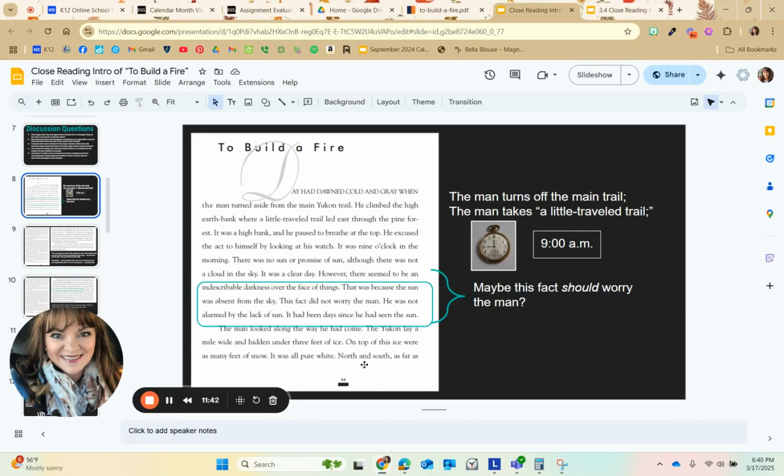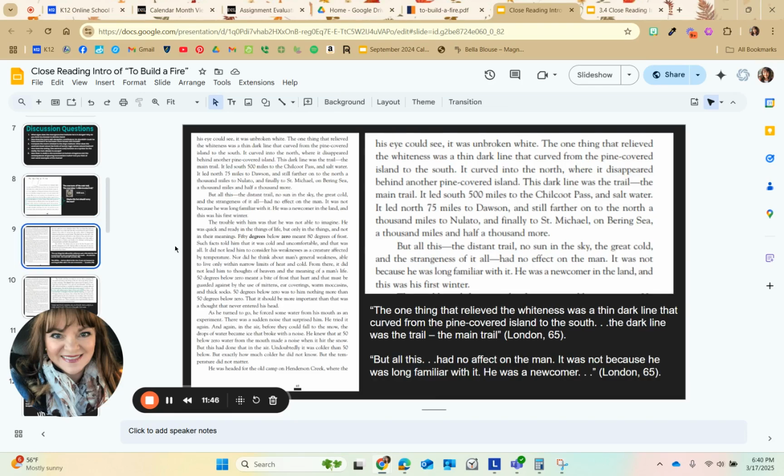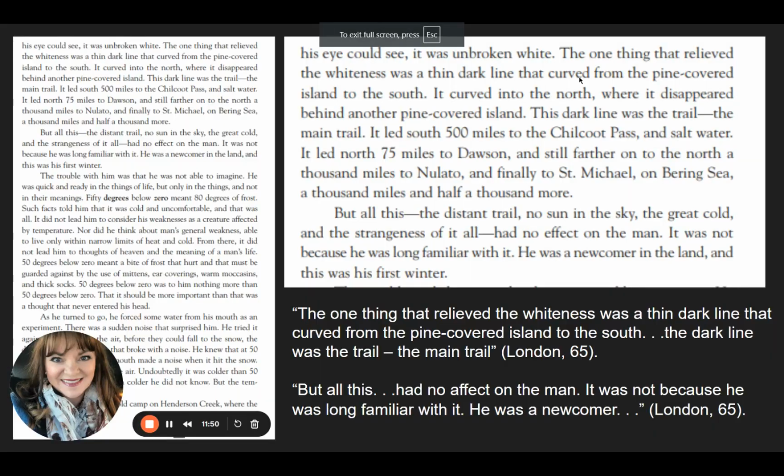All right, the last line of that first page, page 64. North and south, as far as his eye could see, it was unbroken white. So everywhere he looks, white. So snow, right? The one thing that relieved the whiteness was a thin, dark line that curved from the pine-covered island to the south. It curved into the north, where it disappeared behind another pine-covered island.